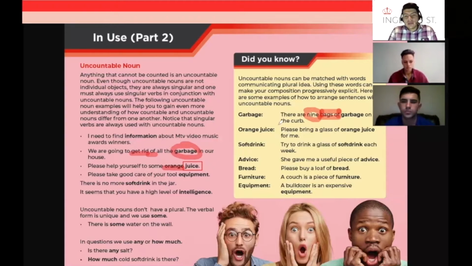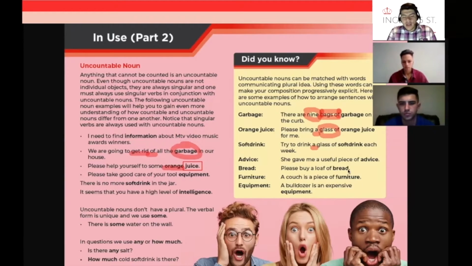De la misma forma decimos, please bring me a, que sería one glass of orange juice. They drink a glass, the same. ¿Glass se refiere como una jarra? Vaso. No, glass es vaso directamente. Ok, glass, vaso. Perfecto. Entonces, try to drink a glass of soft drink each week.